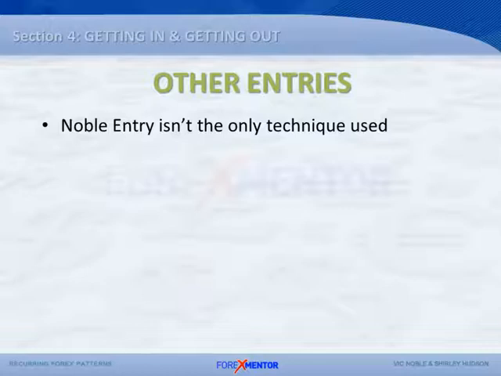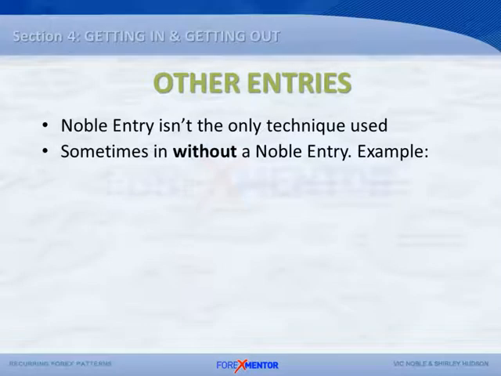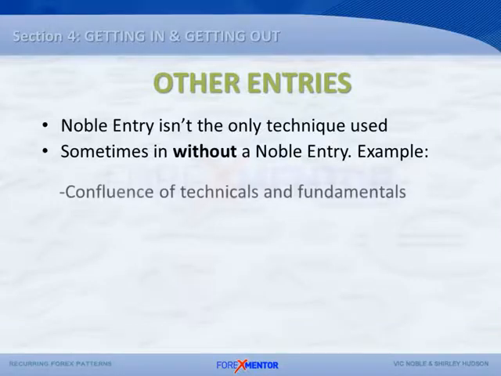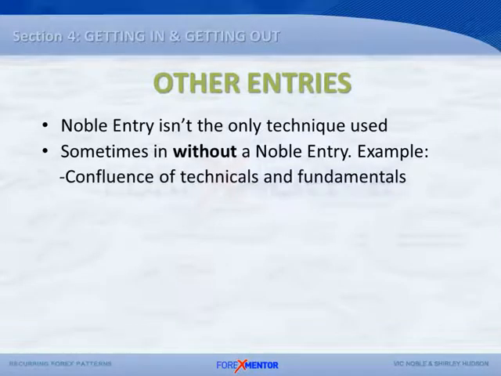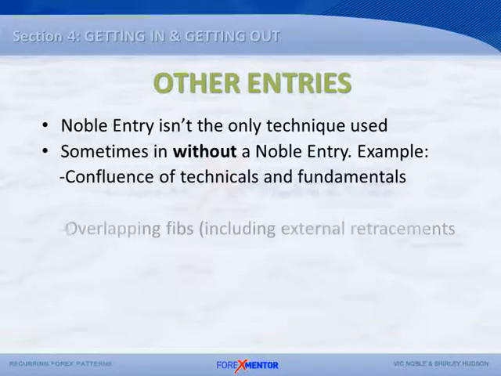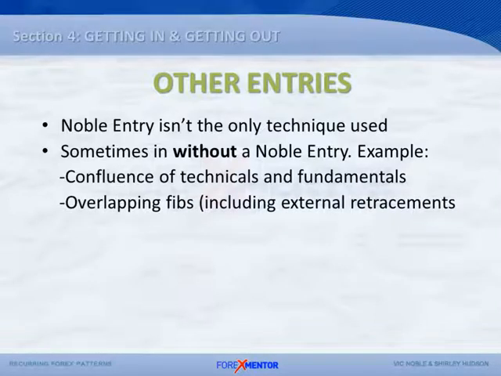There could be times with certain trade setups and conditions where we just want to get in with a small stop loss without using a noble entry, and I'll just give you some examples. So it could be because of a good confluence of conditions, both technical and fundamental, or certain patterns that you might want to enter without a noble entry. Could be overlapping Fibonacci levels, including retracements and extensions, or when using the VIX trade, normally we just get in.